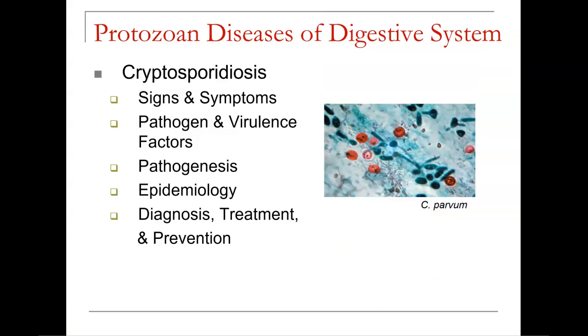Cryptosporidiosis will present with severe watery diarrhea, a headache, muscle pain, cramping, nausea, fatigue, fluid and weight loss. The pathogen is going to be Cryptosporidium parvum. The virulence factor is going to be a sporozoite and oocyst. Pathogenesis is not generally understood.